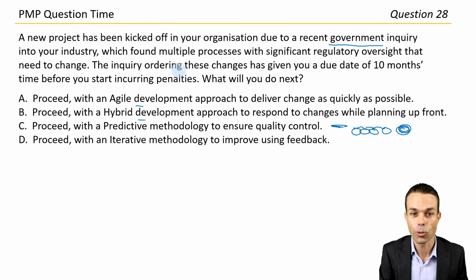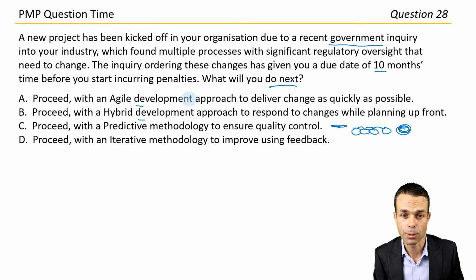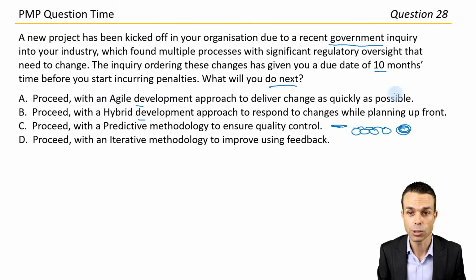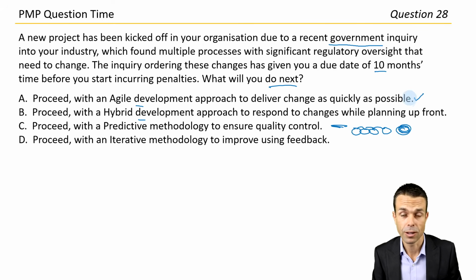The inquiry ordering these changes has given you a due date of 10 months' time before you start incurring penalties. What will you do next? Proceed with an agile development approach to deliver change as quickly as possible. Again, it sounds good, and that does have potential, but with that government oversight and regulatory environments, probably best to go with predictive, at least from the PMBOK Guide's perspective.